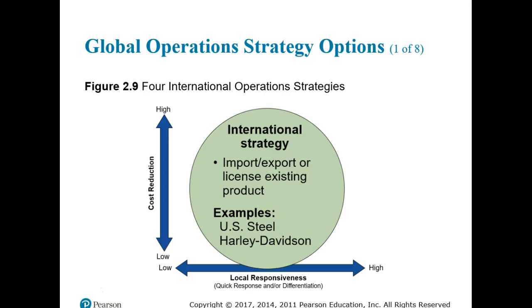Now the operations manager must know how to position the firm in this matrix. So for this slide specifically, an international strategy uses exports and licenses to penetrate the global arena. This strategy is the least advantageous, with little local responsiveness and little cost advantage. But an international strategy is often the easiest, as exports can require little change in existing operations, and licensing agreements often leave much of the risk to the licensee.